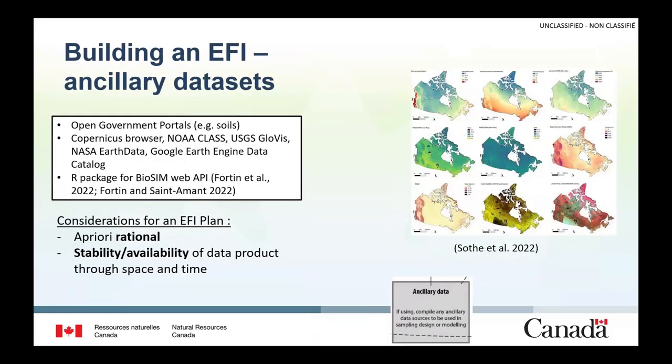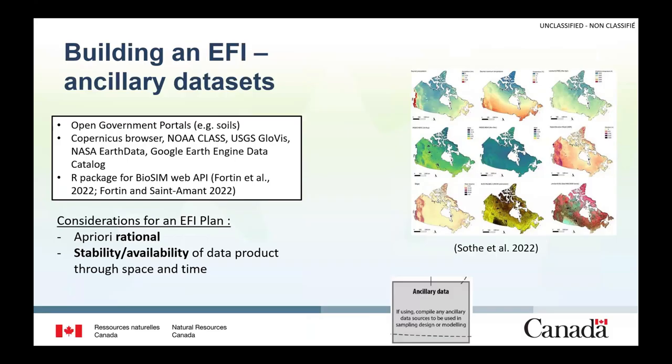Then most EFIs also integrate other ancillary datasets into their models. For example, environmental attributes such as soils, geology, topography, and climate, or satellite imagery products such as radar. These can be sourced from open government portals or other Earth observation data sharing platforms. In Canada, we're also lucky that weather can be mapped for a given point in time using the BioSim application that I've listed up here in the top left.